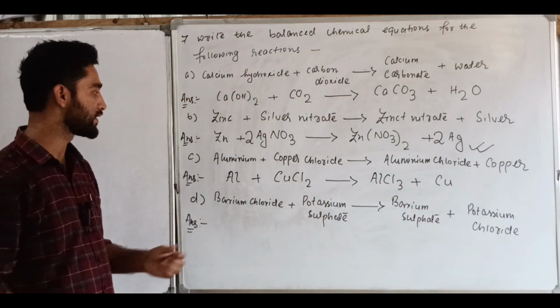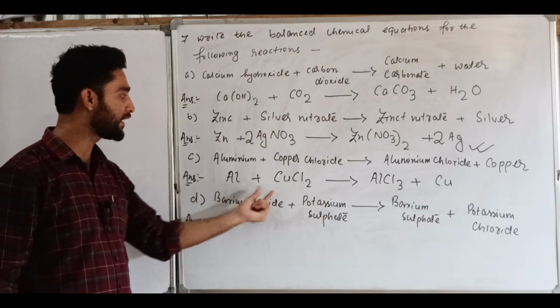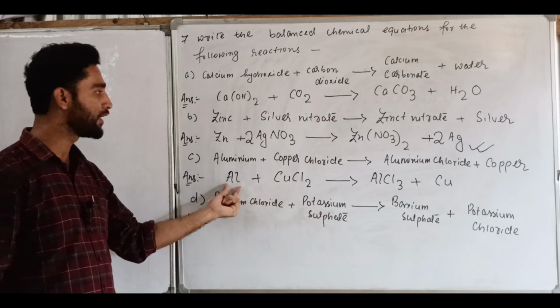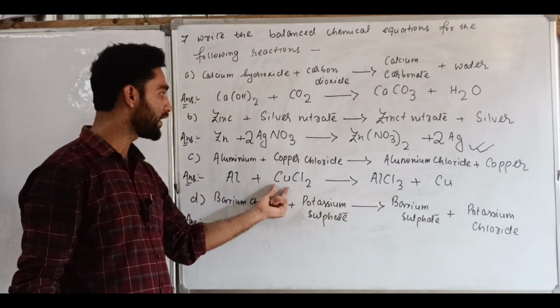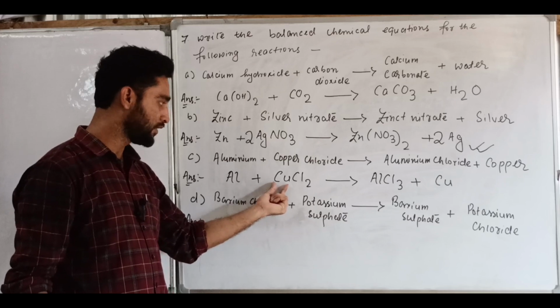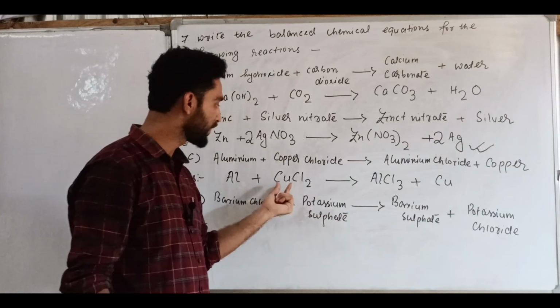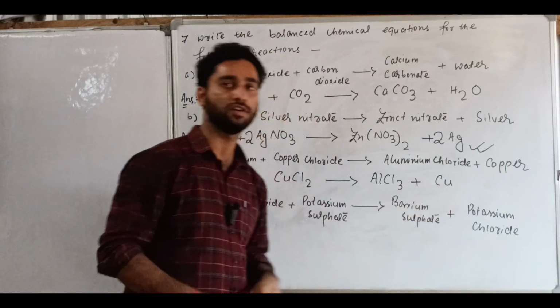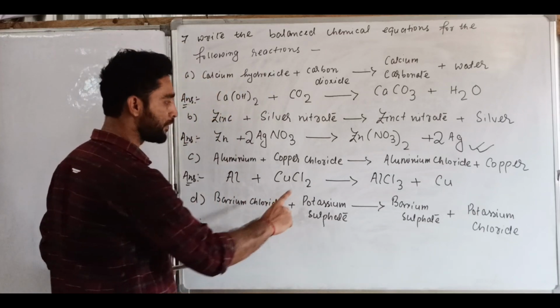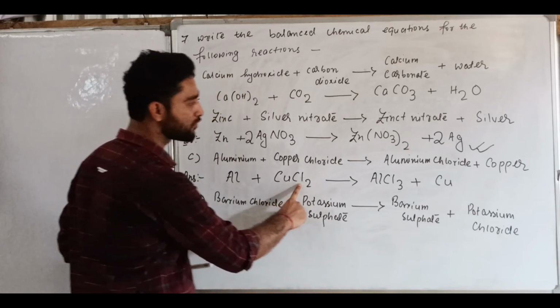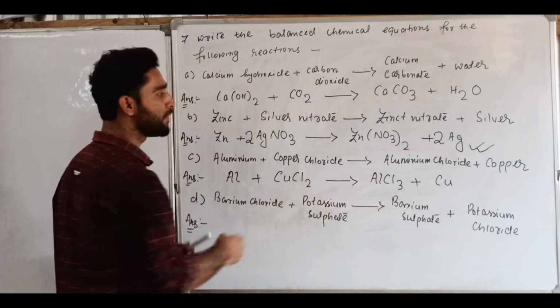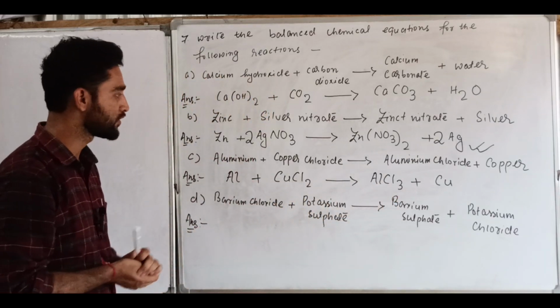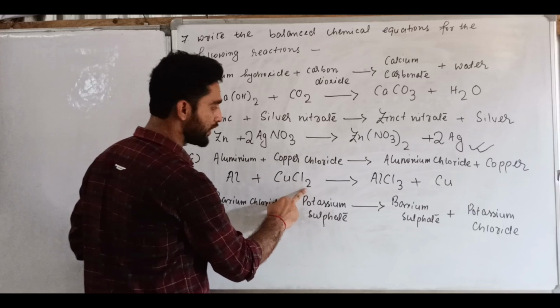Now try to balance. Here you see, aluminium is the metal, copper is the metal. So aluminium left hand side 1, right hand side 1, balanced. Copper left hand side 1, right hand side also 1. Then non-metal chlorine. So this side chlorine is 2, this side chlorine is 3. Now first try to balance the chlorine. So how can you balance? So chlorine this side is 2.